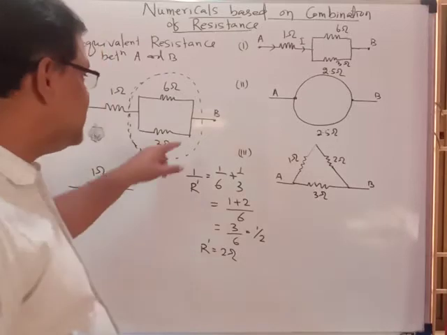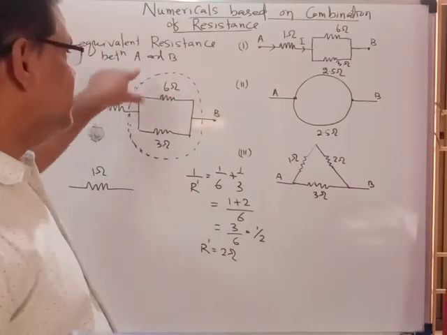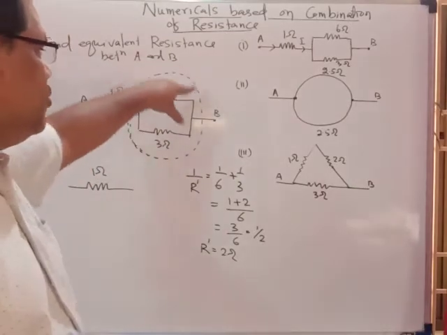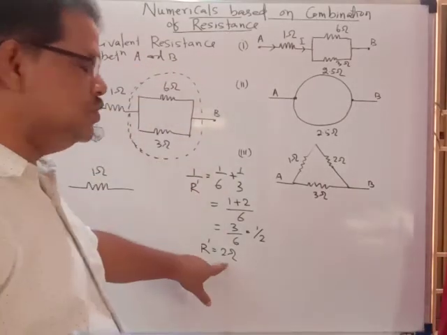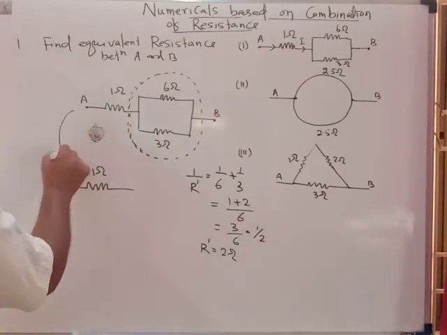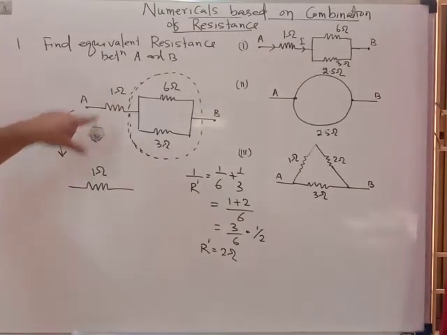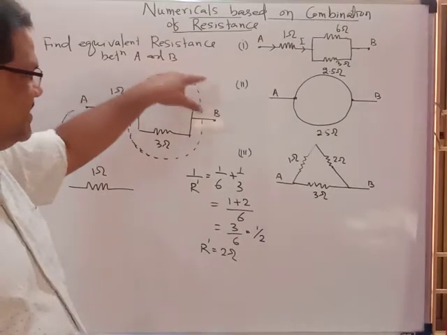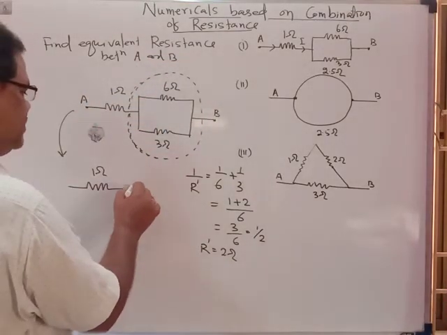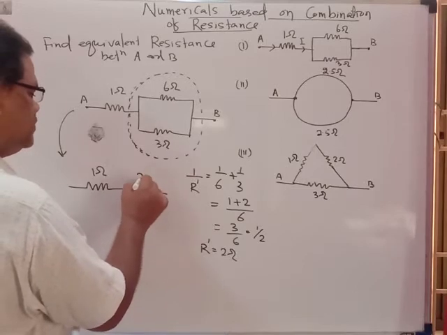That means the combination of these two resistors, as they are in parallel grouping, has an equivalent of 2 ohm. So if you reduce this circuit, in place of that equivalent portion you can write 2 ohm. So here you can connect 2 ohm. This is 2 ohm.